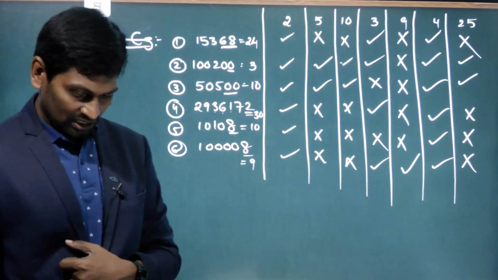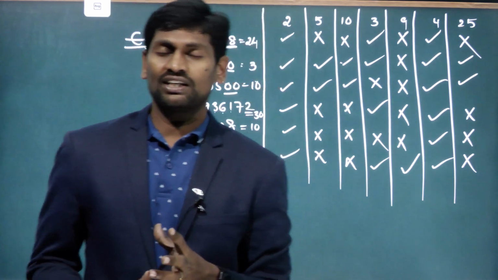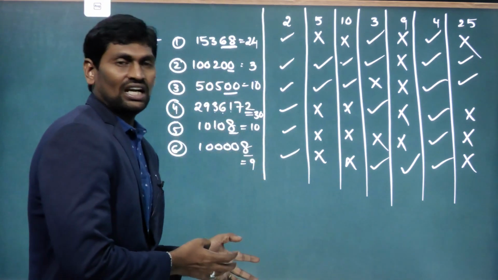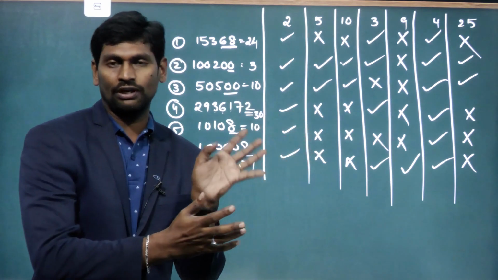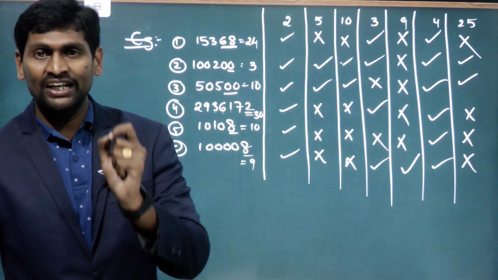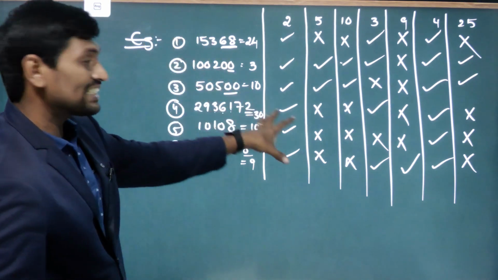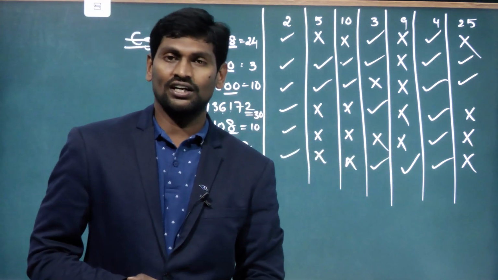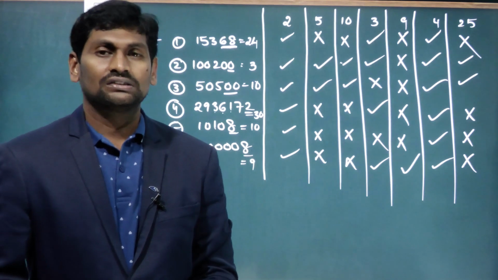Clear? Yeah. Now your work is to take some random numbers and check all these divisibility rules one by one, the same as in this table. Then you will have a complete idea about these divisibility rules. Clear, children? Yeah. That's it for today.